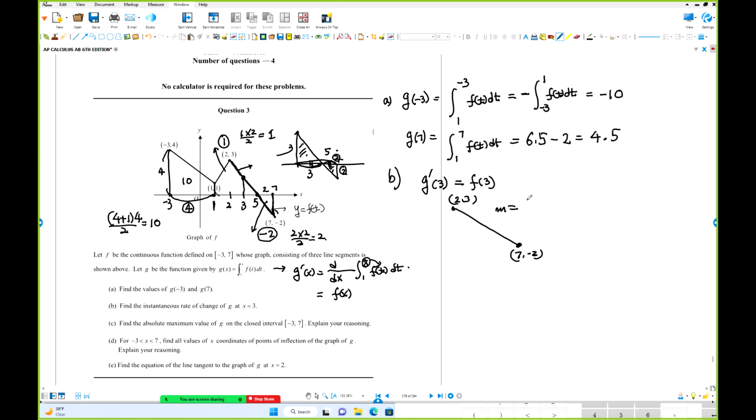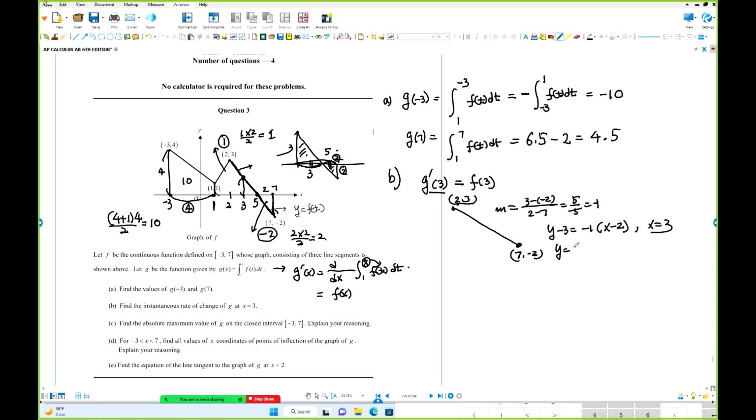3 minus 2 and 2 minus 7, that is what? 5 over negative 5, slope is negative 1, right? And we pass through what? (2, 3). So y minus 3 equals the slope, negative 1, times x minus 2, right? So at this point, put x equal 3 there, okay? What is the value of y? Y equals how much when x equals 3? We need to find this height, which is g prime of x, okay?